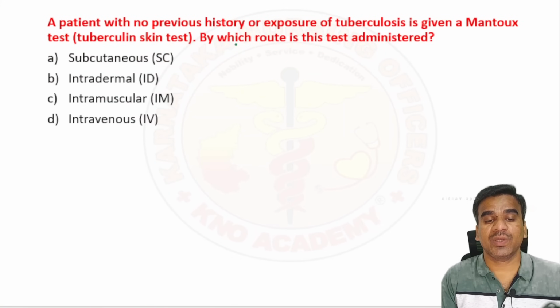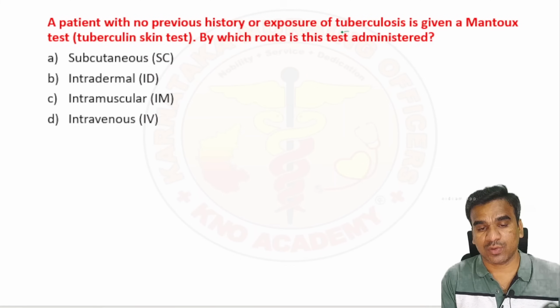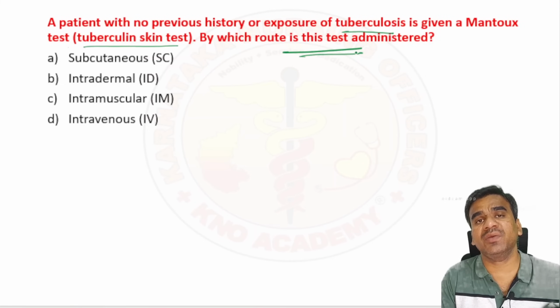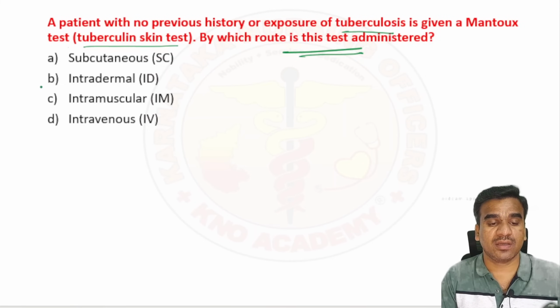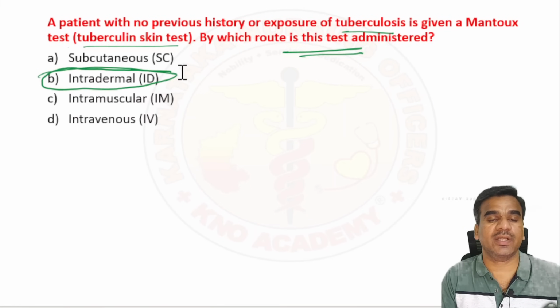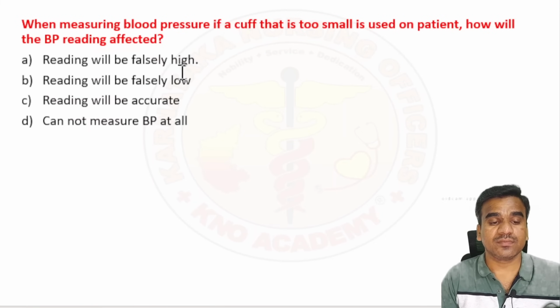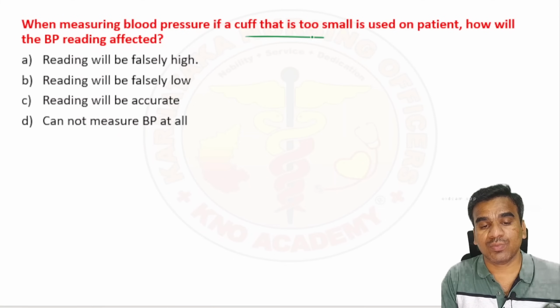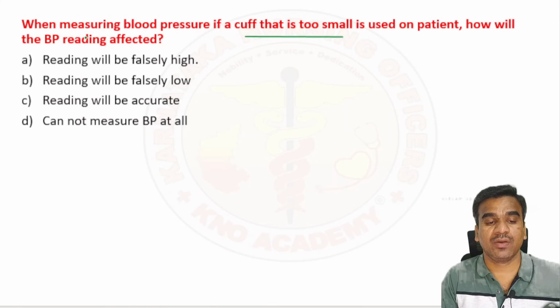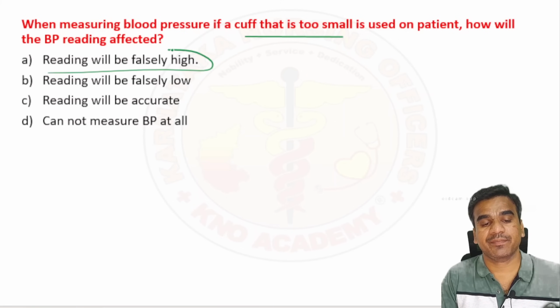A patient with no previous history or exposure of tuberculosis is given a Mantoux test, the tuberculin skin test. By which route is this test administered? Very simple. That is intradermal. Even first year students will tell this is intradermal. Next, when measuring blood pressure, if a cuff is too small on a patient, how will the BP reading be affected? The reading will be falsely high.